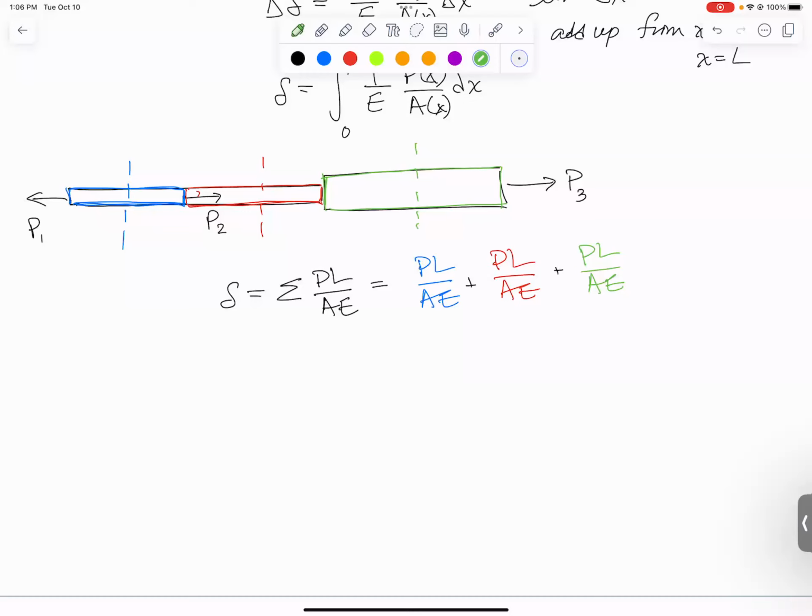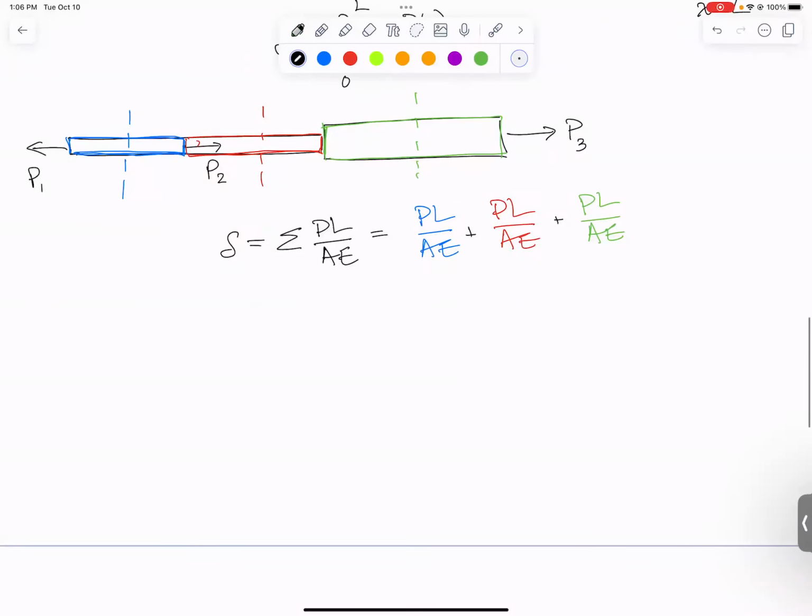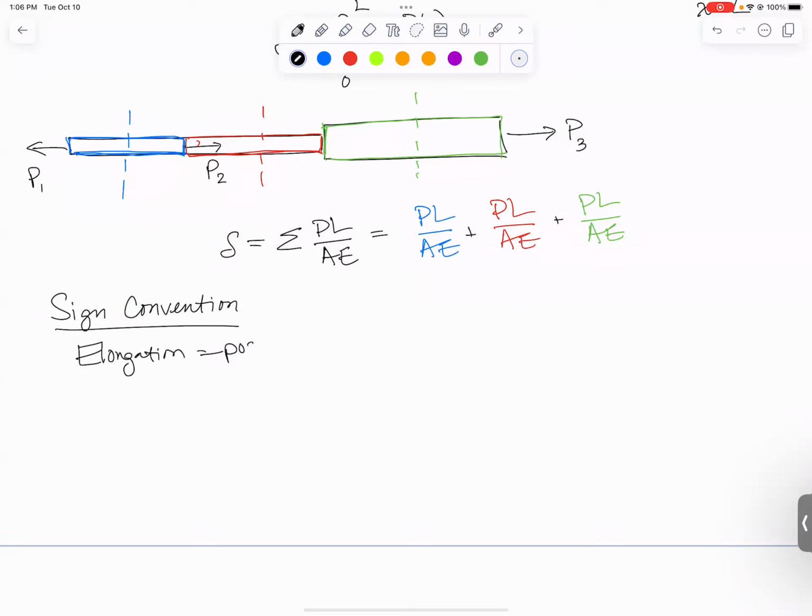And then let me remind you of sign conventions. We've seen this sign convention before, but it does matter because what if some of these parts are in tension and some are in compression? Well, when we go to sum them up, we want to make sure we're adding the ones that are getting longer and subtracting the ones that are getting shorter. So the sign convention is that elongation is positive and contraction is negative. Let me draw a really quick picture.